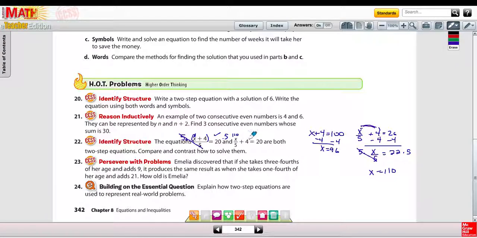110 divided by 5 is 22, not 20, we have an error here. Let me see here. Oh, this is where my error was right here. I wrote down 26 and it was 20. 20 minus 4 is 16, and 16 times 5 is 80. All right, let's try this again. 80 divided by 5 is 16. 16 plus 4 is 20.